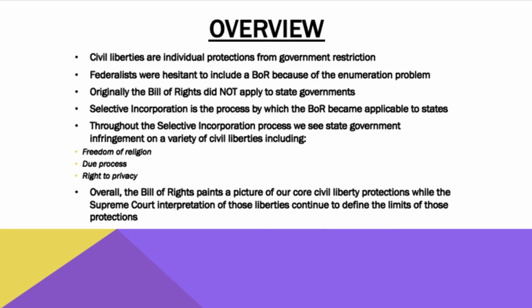Know that selective incorporation is the process by which the Bill of Rights became applicable to the states. Now, I did mention that selective incorporation is a function of the 14th Amendment. We didn't talk about that today because that's more of an aftermath of civil rights issues. So we'll talk about that next week. And throughout the selective incorporation process, we see state governments infringing on a variety of civil liberties, including freedom of religion, due process, right to privacy, right? That was the content of all of today's lecture.